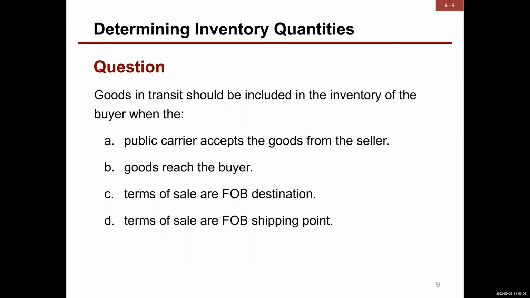Goods in transit should be included in the inventory of the buyer when the terms are FOB shipping point. Remember, FOB shipping point, the purchaser pays. So goods in transit that are on the truck belong to the purchaser. So that purchaser would include that inventory in the inventory count, even though it's still on the road and on the truck.